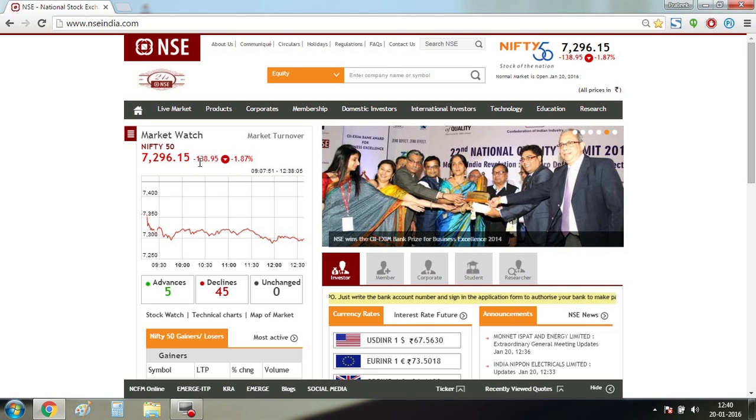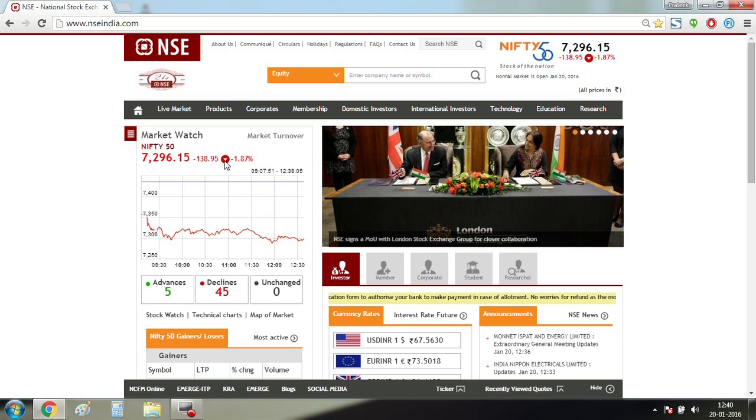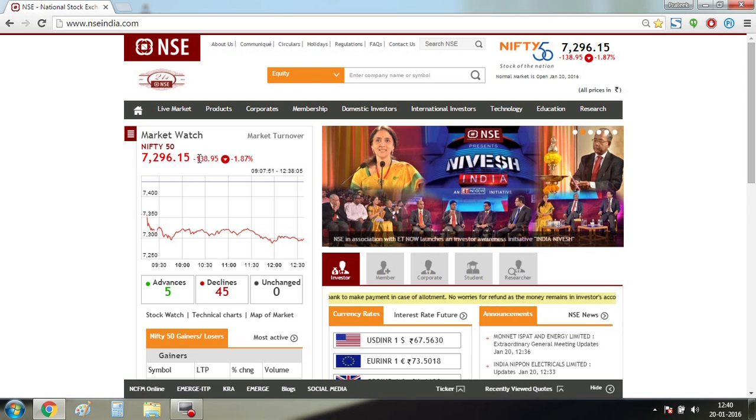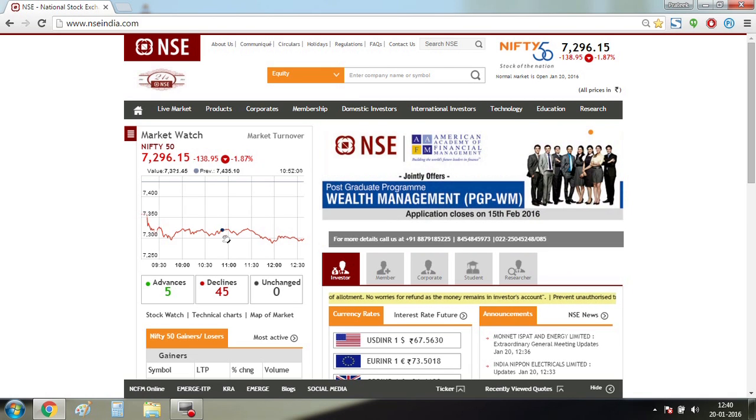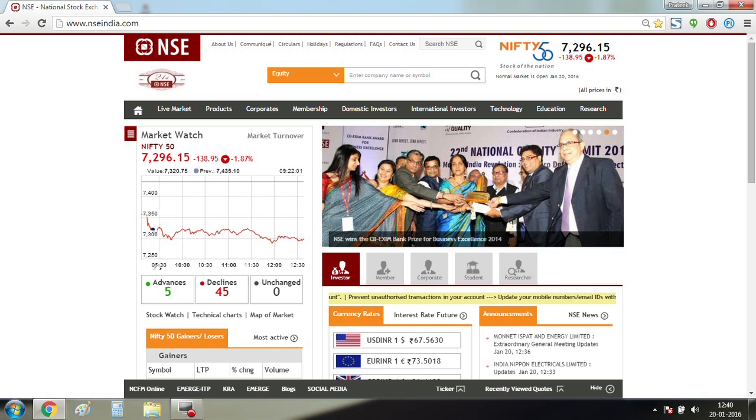Beside this, the minus 138.95 which you see is how much Nifty has fallen from yesterday in comparison to the close. The same is presented in a percentage format here. These numbers change with respect to the previous day's closing price. Right below here, this is the intraday chart of Nifty. This is a line chart plotting the movement of Nifty from the time of opening, that is from 9:15 up to 3:30.